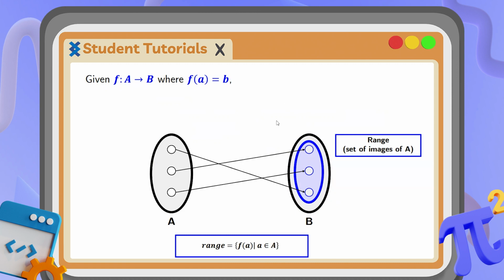So basically, an image is basically those that are mapped by the function from some pre-image a. So all of these are mapped by some input from the set A. So these are images, and if you have elements outside the range, they are not called images, but they would still be part of the codomain set B.